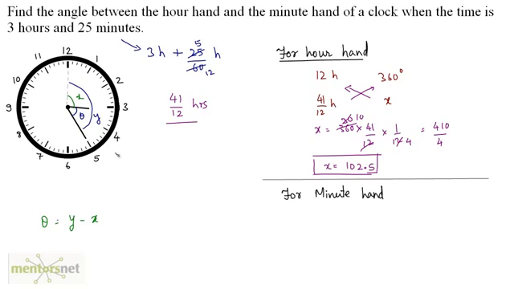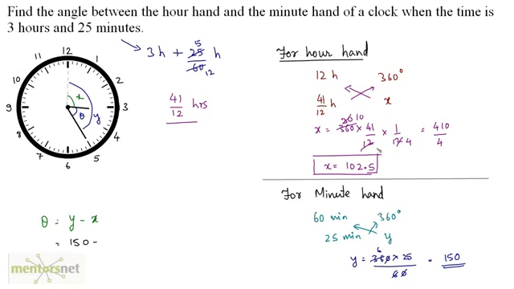Now we'll have to calculate the angle traced by the minute hand in 25 minutes, isn't it? For the minute hand, the angle traced in 60 minutes is 360 degrees, right? So what is the angle traced in 25 minutes? Again cross multiply and equate, we get y is equal to 360 times 25 by 60. This 0 cancels out, 6 times 6 is 36, and 25 times 6 is 150. So y is 150. Now what do we need? We just need to subtract x from y. So 150 minus x, which is 102.5.